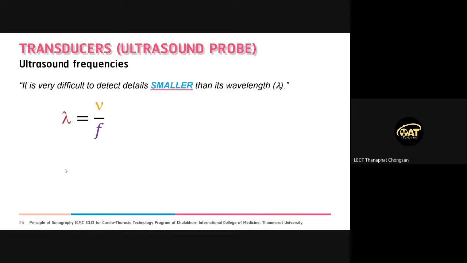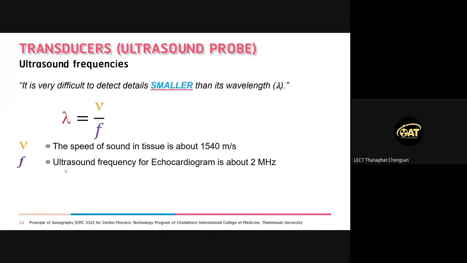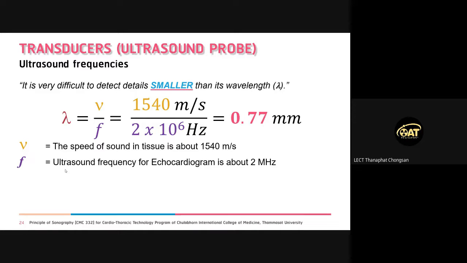Why do we calculate that? Because wavelength can tell the performance of an ultrasound probe. If the ultrasound probe has a low wavelength, it can detect smaller objects. For example, ultrasound velocity in tissue is constant at around 1540 meters per second. If we use an ultrasound frequency of 2 megahertz, this probe can detect detail up to 0.77 millimeter.